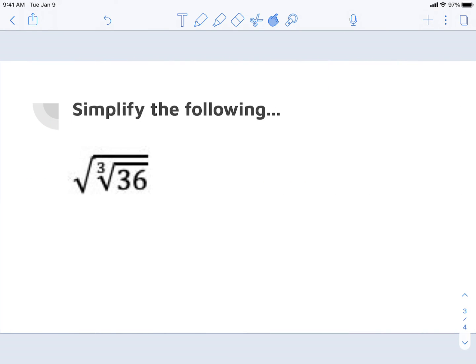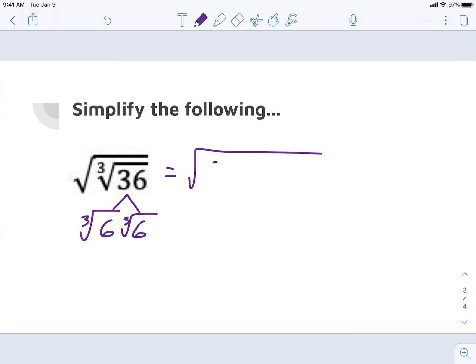All right, so it's very similar with this one if you want to pause and try it on your own. All right, so 36 is a perfect square, but we're trying to do the cubed root of 36 and then take the square root of that. What I could do with this, again, is to factor it out to 6 and 6, right? And now the cubed root of 36 isn't 6 times 6, it is the cubed root of 6 times the cubed root of 6.